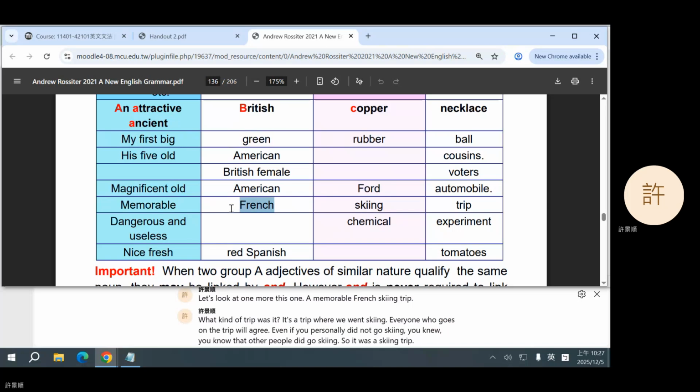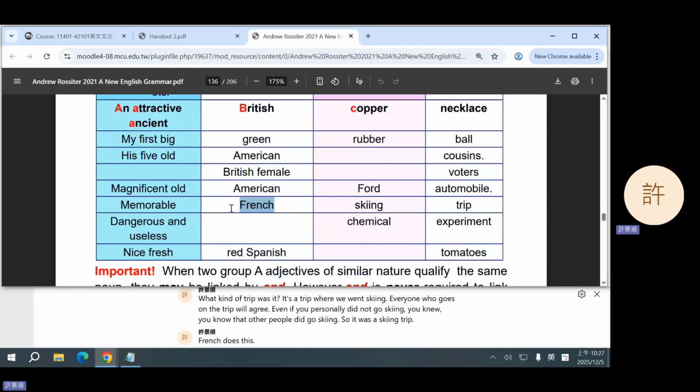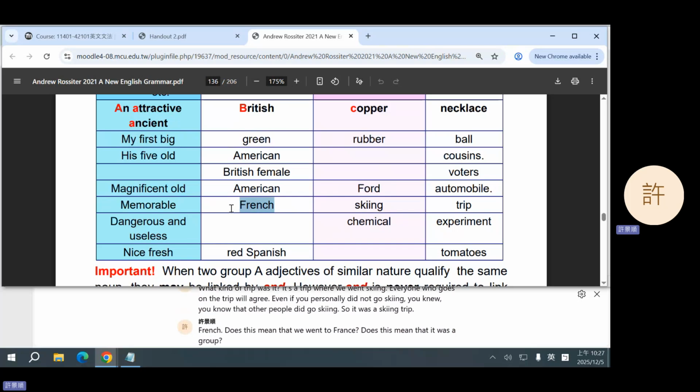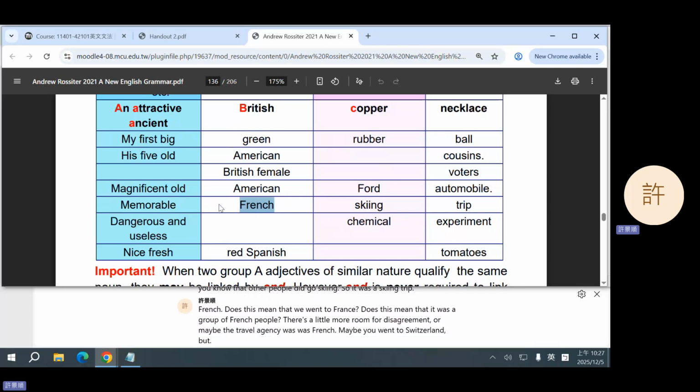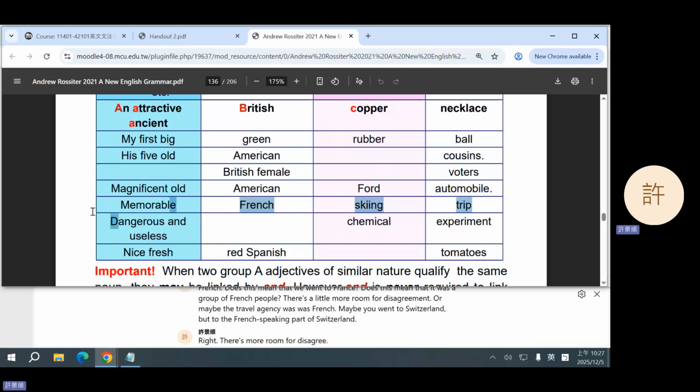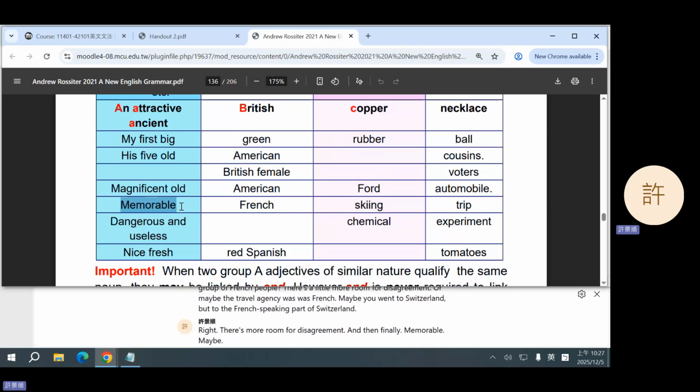French. Does this mean that we went to France? Does this mean that it was a group of French people? There's a little more room for disagreement. Or maybe the travel agency was French. Maybe you went to Switzerland, but to the French-speaking part of Switzerland, right? There's more room for disagreement. And then finally, memorable. Maybe it was memorable for me, but you have already forgotten the trip.